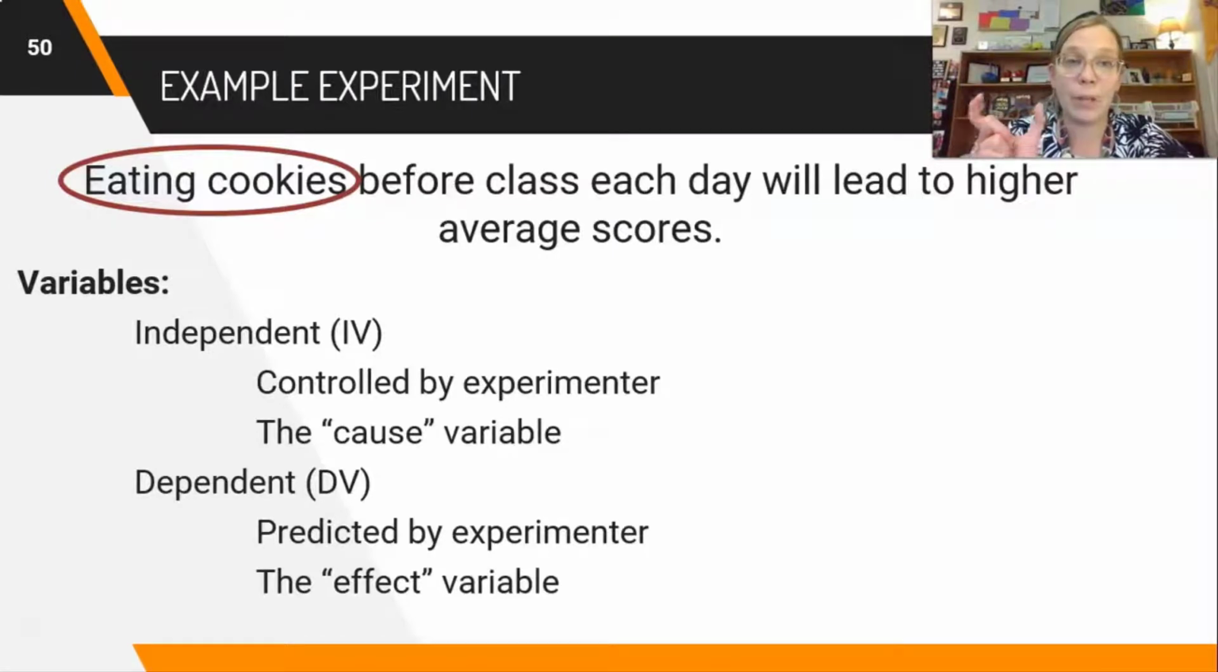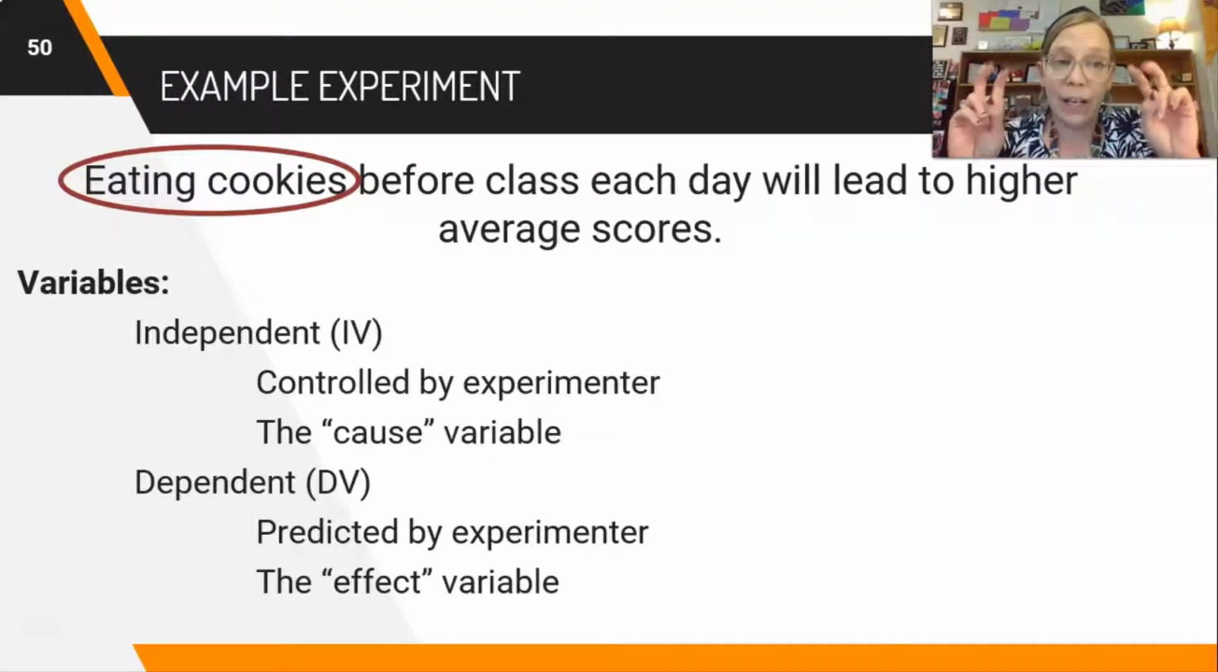The experimenter controls who gets the cookie. So then we need to figure out what is the dependent variable. And I like to think about it in the sense of it depends on the other variable. So the dependent variable depends on what the independent variable is doing. So it is what we're predicting. So as an experimenter, what are we predicting?